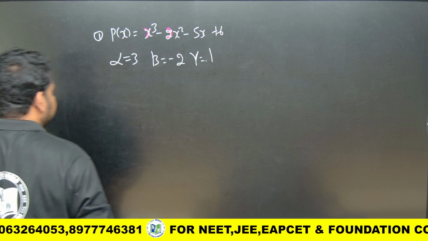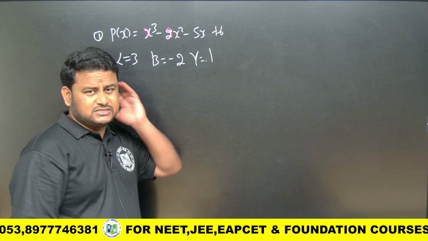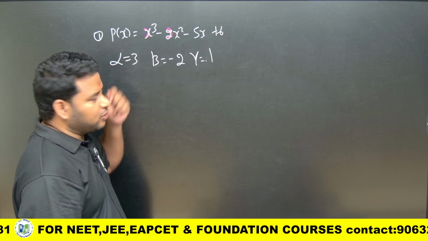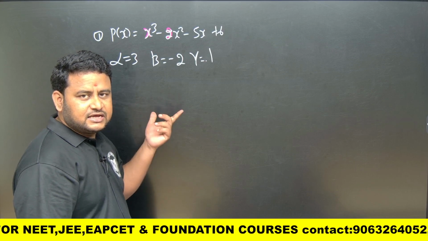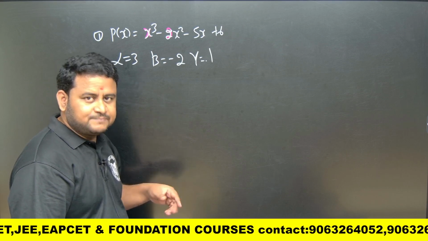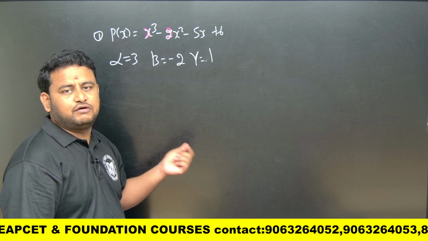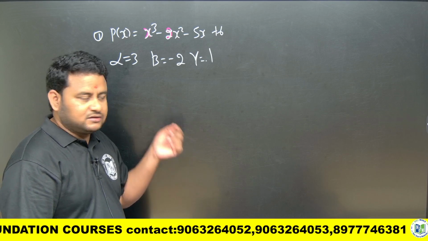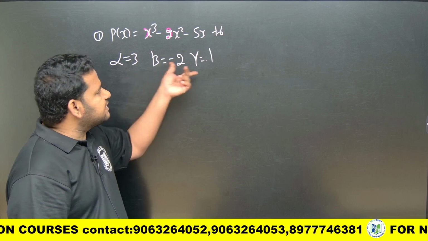So you must be wondering, they have given the polynomial and they have given the zeros also. What is the question? They are asking to verify whether these are the zeros of the polynomial, and also to establish the relation between zeros and coefficients and verify. So first, verify whether these are the zeros of the polynomial.